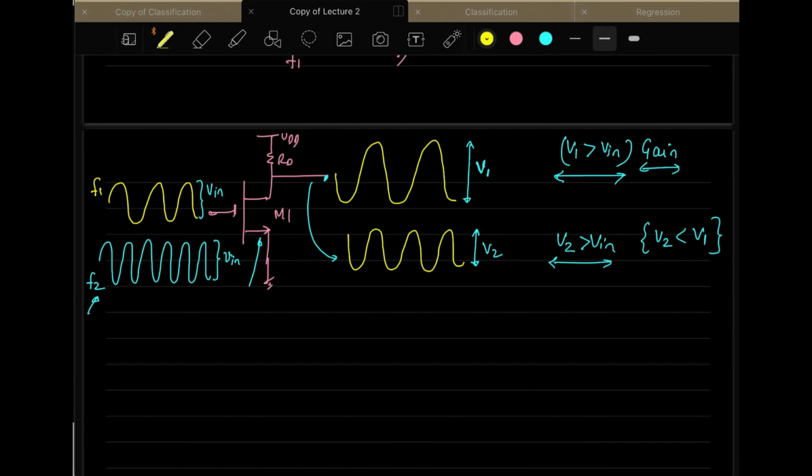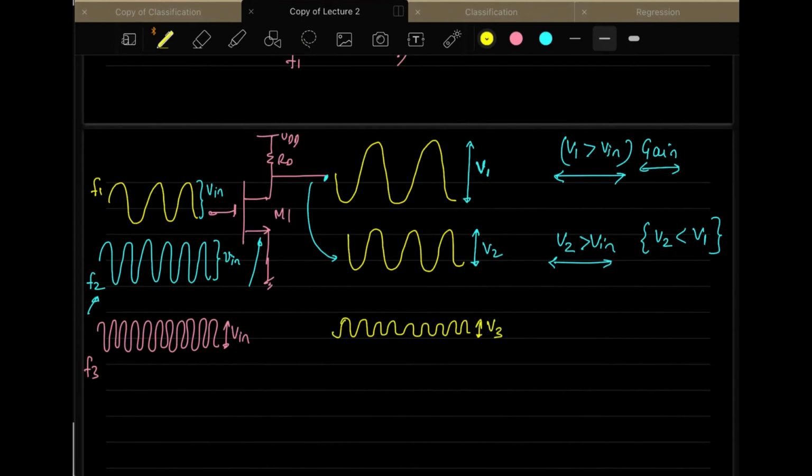When you increase your frequency more, to a very high frequency f3 with the same amplitude V in, your output will be like this. It is a small sinusoidal signal with amplitude V3, and V3 is less than V2, and it might even be the case that V3 is less than V in also. So your gain is going down.